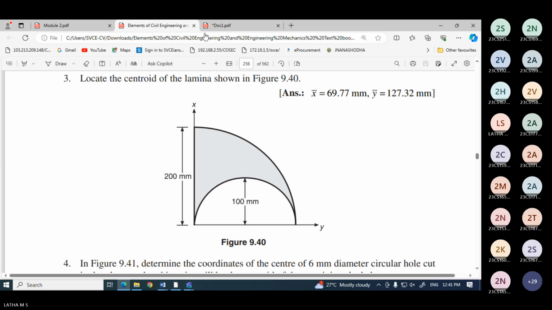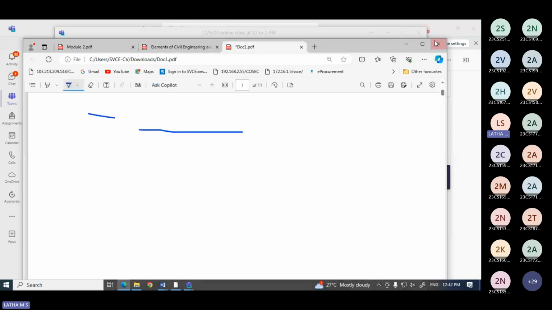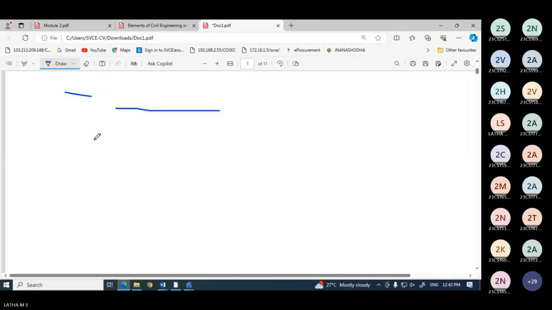Taken? Yes, ma'am. Yeah, now give me the equation. X bar equals, and y bar. Give me the expression. You find something like this. It's difficult to draw here.